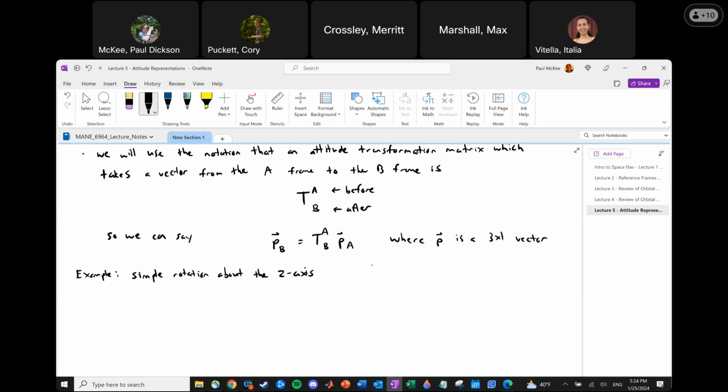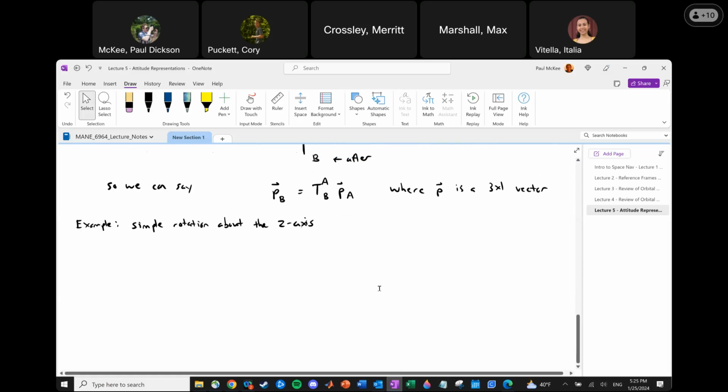Rotating about the z-axis to get an attitude transformation matrix is one of the first exercises that you learn. I still think it's good just to do this as a refresher, and there might be some of y'all who are seeing this mostly for the first time. So it's important to go through and be very thorough. So here's our example, simple rotation about the z-axis.